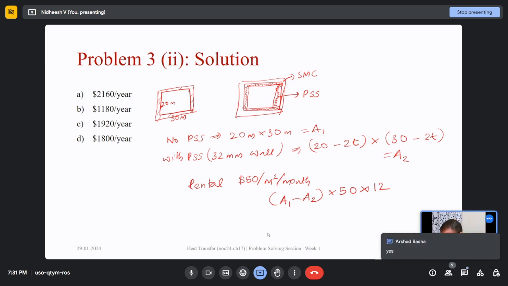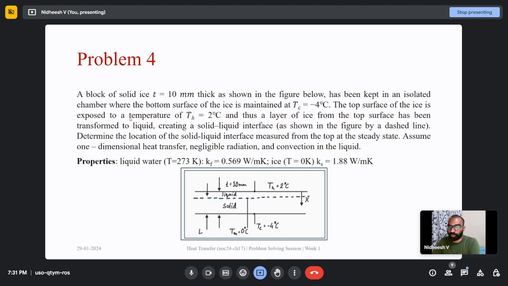I will tell you what answer we should get. If you do that, I think we will get an answer of $1920 per year. This should turn out to be the answer. You can check that later. Okay.